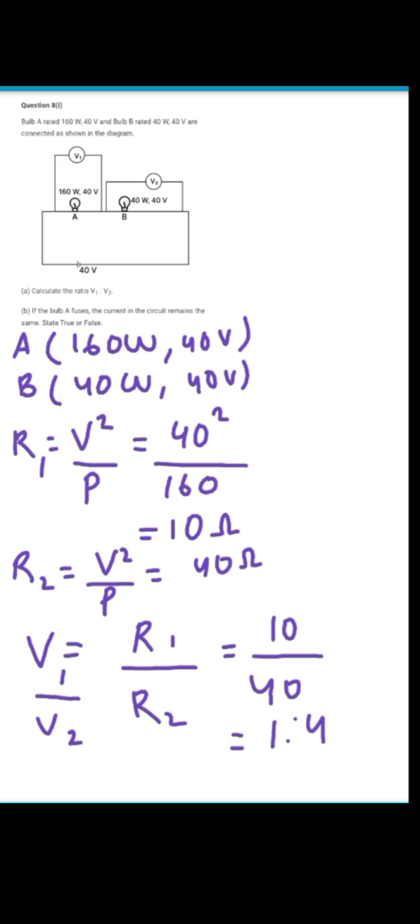Now the next question, if the bulb A fuses, the current in the circuit remains the same. Is it true or false? So what will happen if the bulb A fuses? That means this bulb is not there in the circuit anymore. The bulb has completely lost the connection. So obviously what will happen to the current? Will there be any current flowing in the circuit? There will be no current because the circuit is going to be an open circuit. So obviously the value of current will not remain the same. The current will become 0.